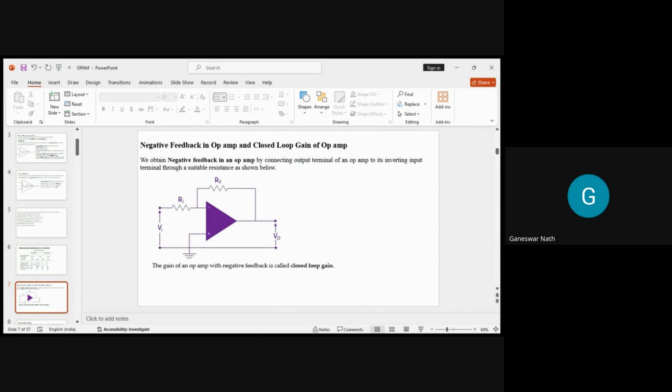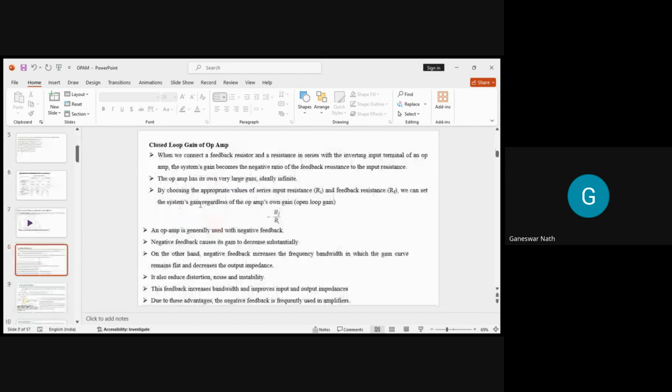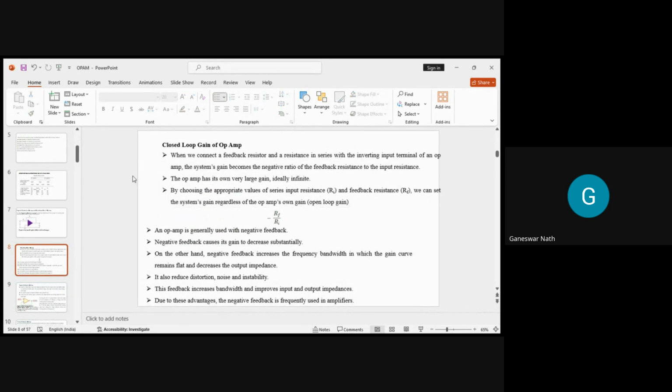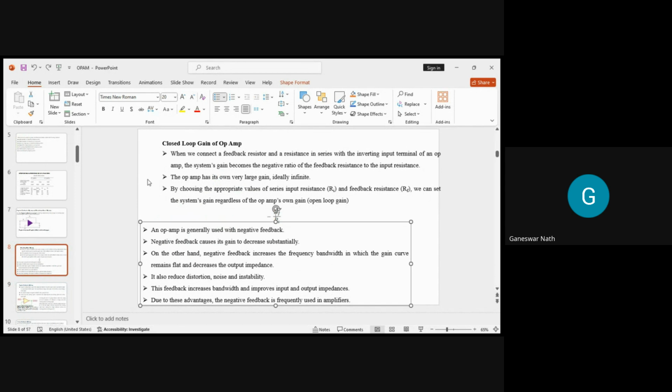So you can find here that we often apply negative feedback in an op-amp by connecting the output terminal, you can see this is the output terminal, to the inverting input terminal through a suitable resistance. So the output is connected to the input resistance here. Now, in this negative feedback amplifier we have one of the best things there.